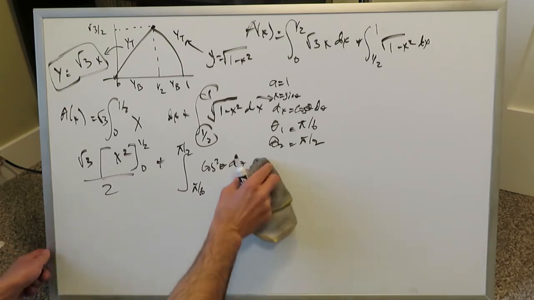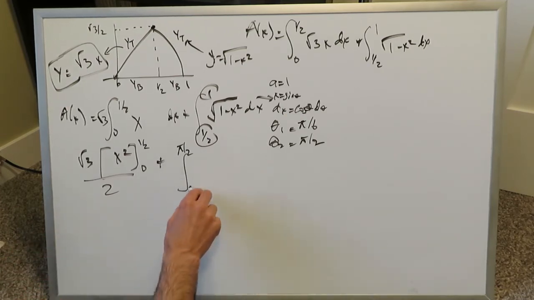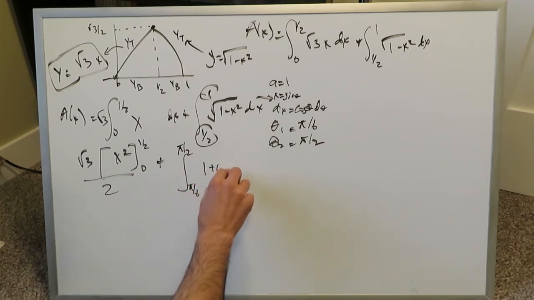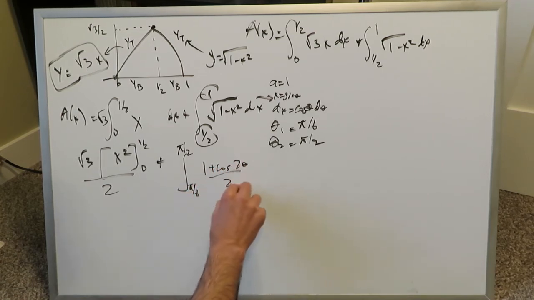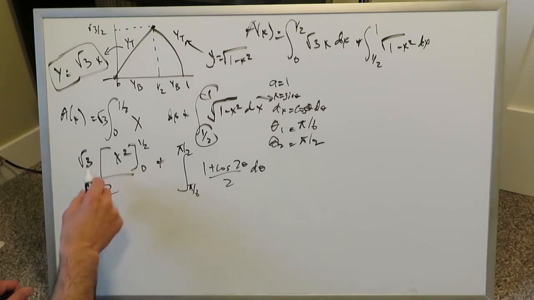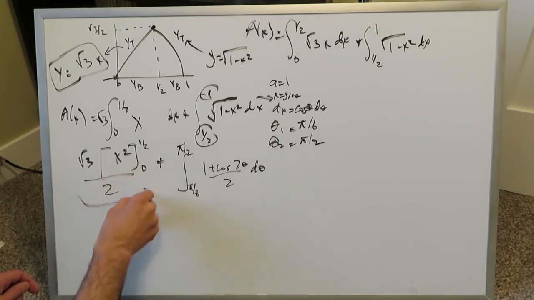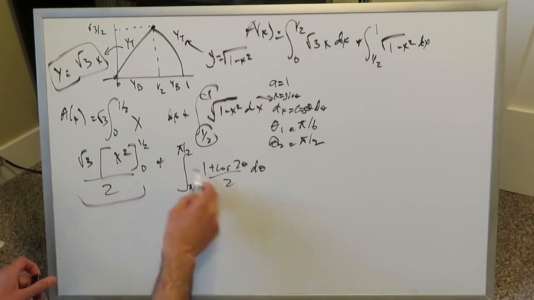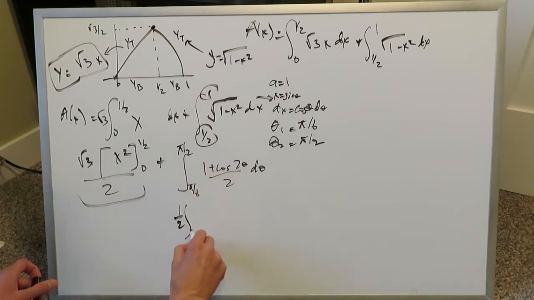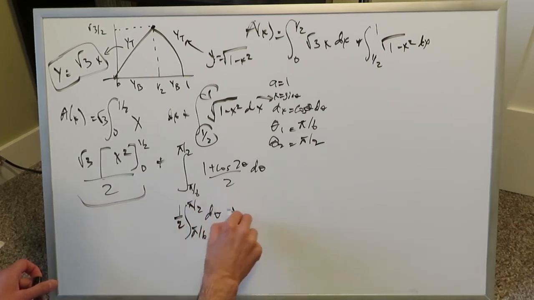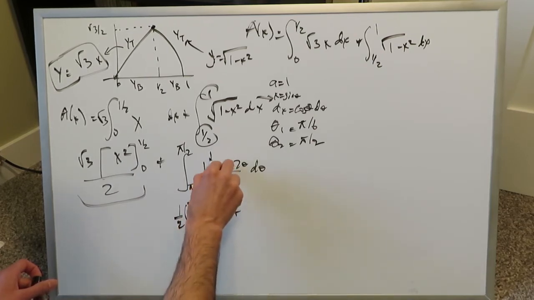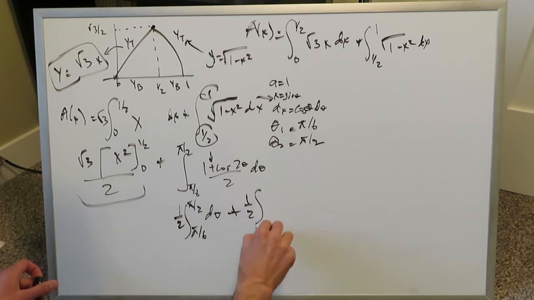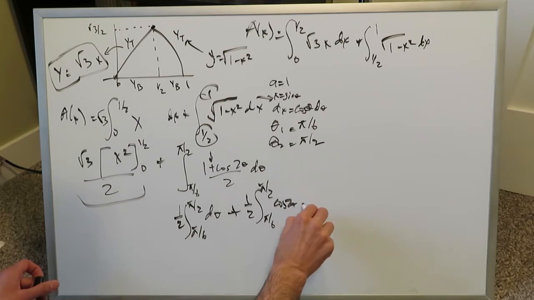And when you see cosine squared theta, you always think about the power reducing formula, and you write 1 plus cosine 2 theta over 2 d theta. We won't do anything with this right now. We'll put it on hold. We'll only look over here. This 1 over 2 can come out, and you can split the integrals across the positive sign. You have the integral from pi over 6 to pi over 2 of d theta, plus 1 over 2 times the integral from pi over 6 to pi over 2 of cosine 2 theta d theta.